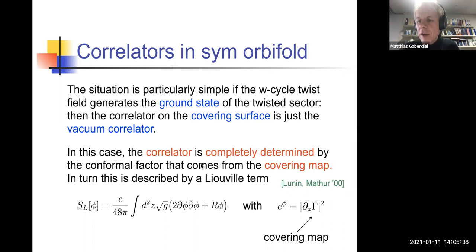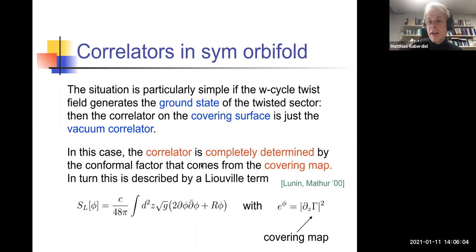And what you're left with is just the vacuum correlator on the covering surface. But the vacuum correlator is just equal to one. I mean, if the covering surface is a sphere, then it's the vacuum correlator on the sphere, which is just one. And therefore the entire correlator is computed from the conformal factor that is determined by the covering map.